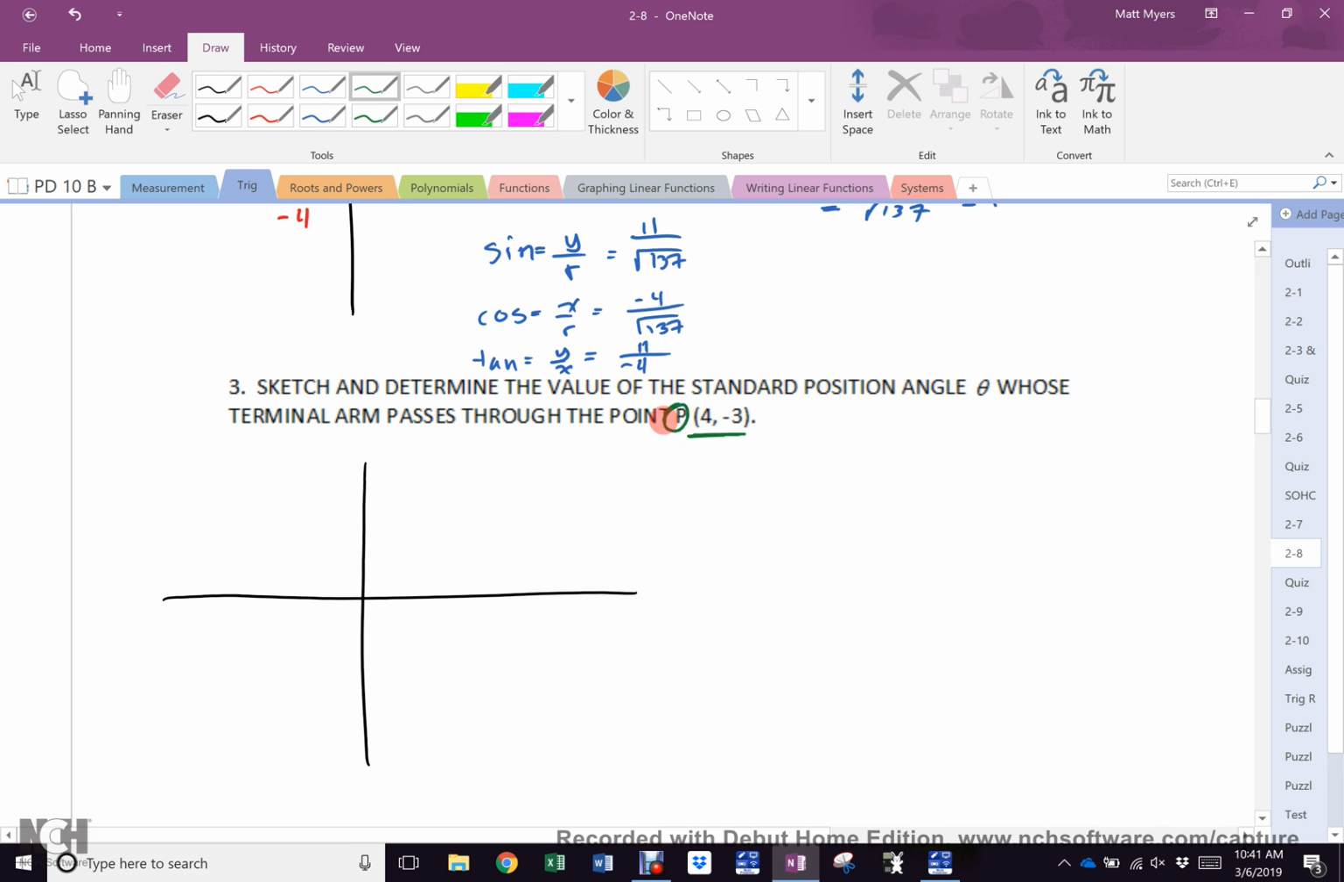Where does point P live? Quadrant 4. Because I've gone out to 4. 1, 2, 3, 4. And I've gone down 1, 2, 3. There is point P. At 4, -3. Agreed? Can't do any trig yet.